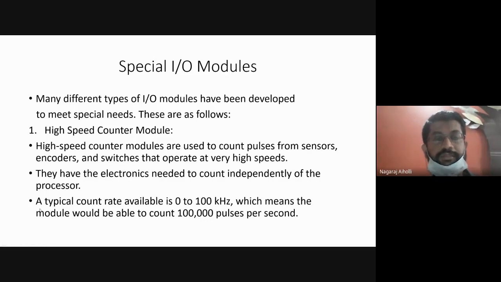First one, the high speed counter module. The name itself indicates a high speed counter module. In one of the classes, I told you what is meant by a counter. A counter is one which counts either in the upward direction or in the downward direction. If you want to count in the upward direction, I have given the example of a timer or the clock, right? The clock always moves in the upward direction, say from 1 to 2 p.m., or 2 to 5 p.m., 5 to 7 p.m. like that. It moves in the upward direction. That is called up counting.